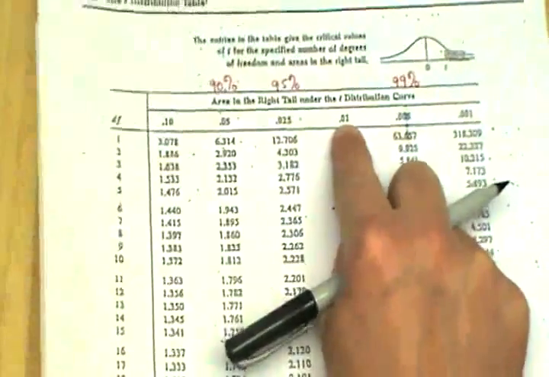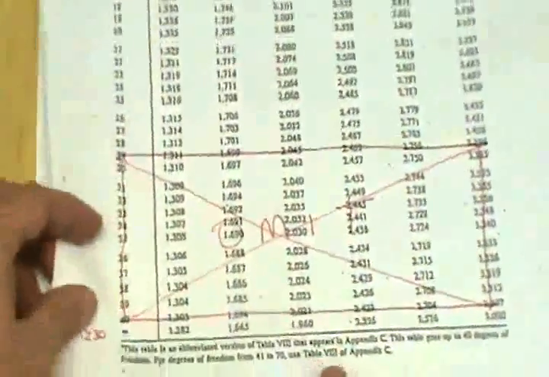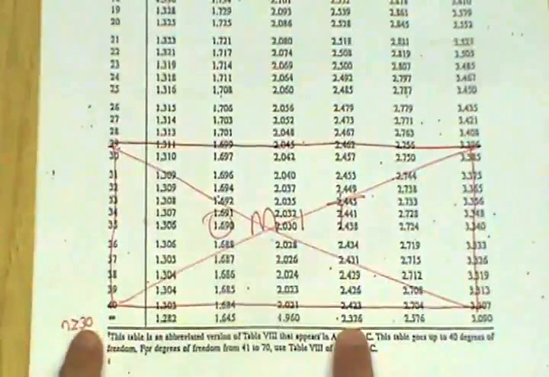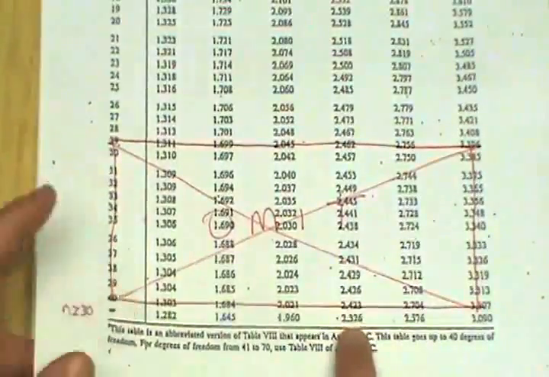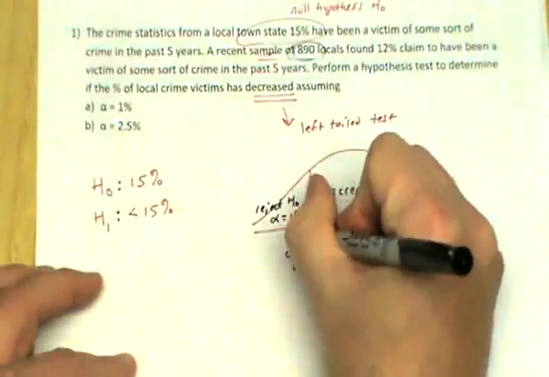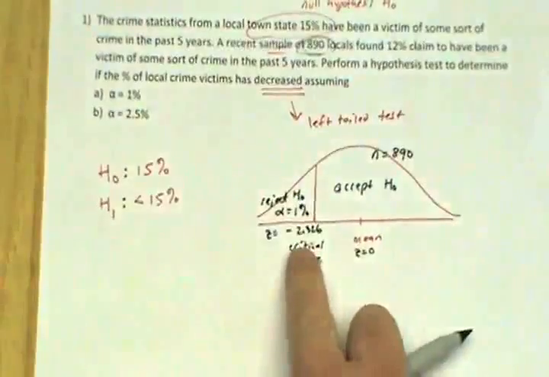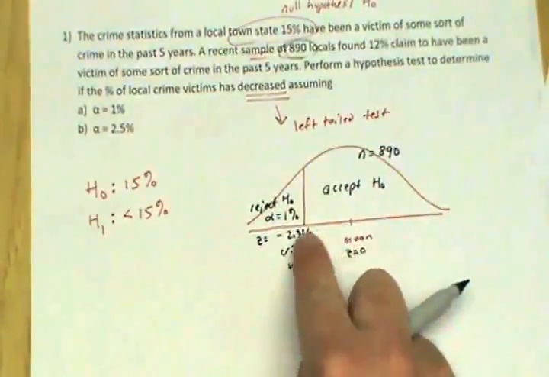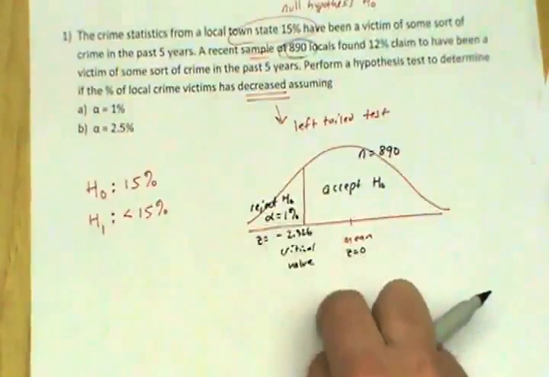So we're going to look at 1%, and because the sample size is 890, we're going to go all the way to the bottom because that's where we said our sample size was greater than or equal to 30. And we're going to get back 2.326. So this is a z-score of 2.326. It's negative because we're on the left, and that's going to be our cutoff. So any value from 0 up to that would be in the acceptance region, and anything at that line or over is going to be in the rejection region.